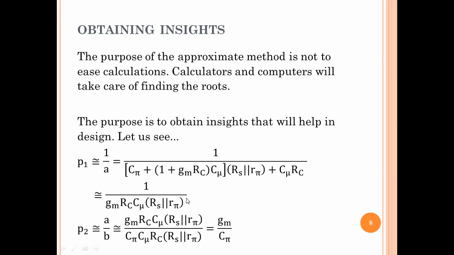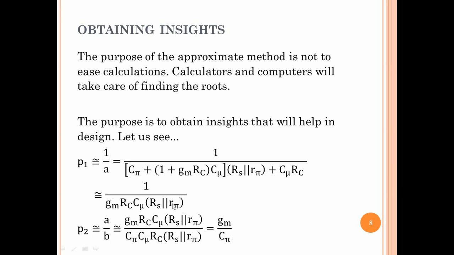Now this is useful because, by the way, P1 is the minus 3 dB frequency, because there are two poles and this pole is the smaller one. So at P1, the low frequency gain AVM will start falling. So this is also called the minus 3 dB frequency. It is also called the dominant pole. So now we have an expression for the dominant pole.